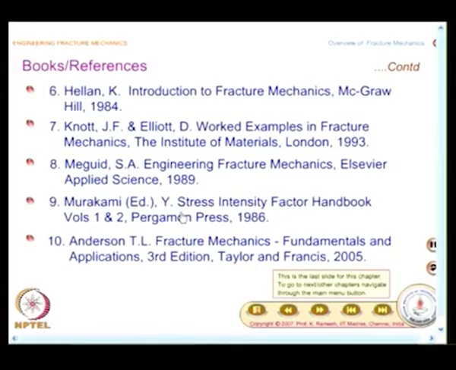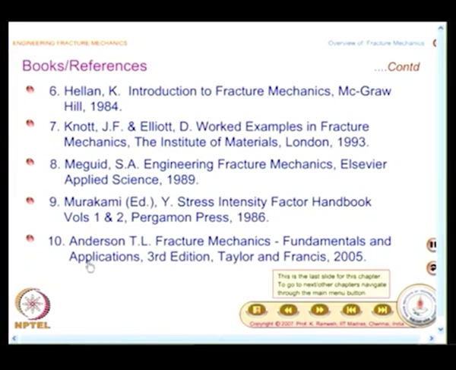On similar lines, Murakami has come out with a stress intensity factor handbook. It is available in volumes 1 and 2, and it is available in our library. Whenever you have a problem for which you need to know the stress intensity factor, you can have a look at it. If you have it, then proceed with it. If you do not have it, then go for a numerical or experimental approach.